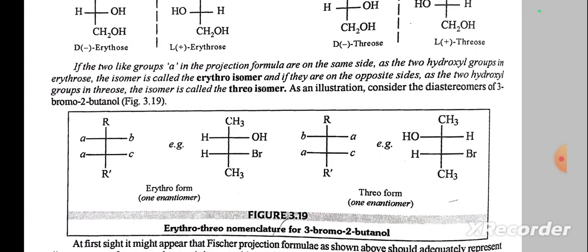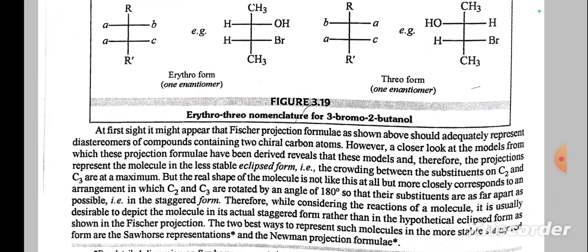If the two groups in the projection formula are on the same side, as in the erythrose, the isomerism is called erythro isomerism, and if they are on the opposite side, as in the threose, the isomerism is called threo isomerism, as in the diastereomers of 3-bromo-2-butanol.